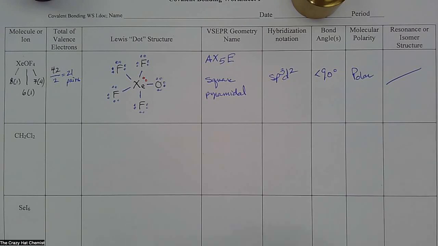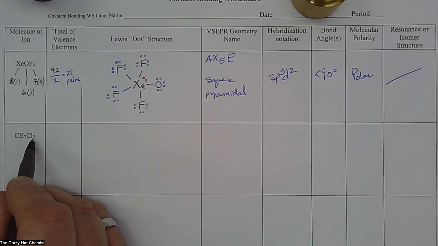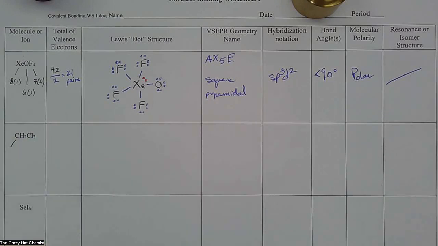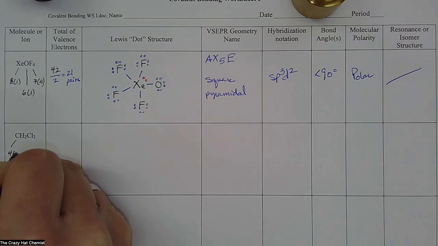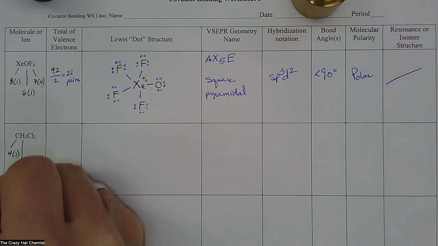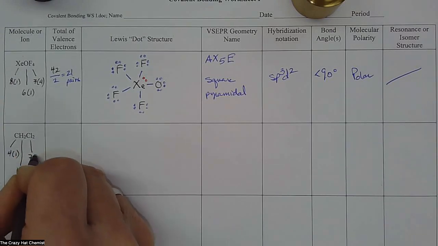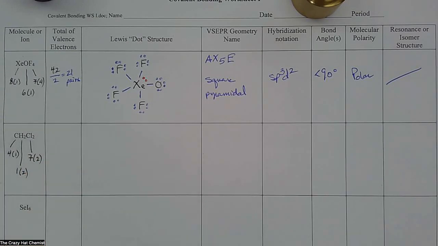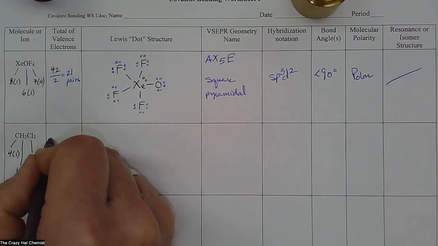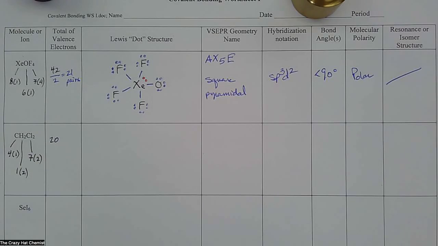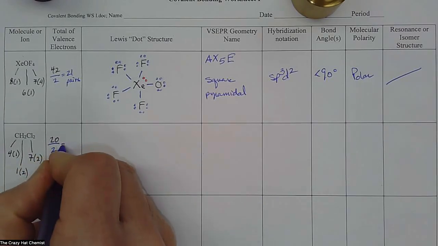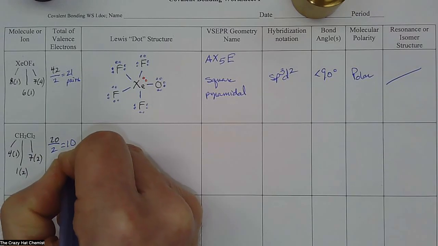Okay, the next one is right here, CH2Cl2. So using, again, our periodic table and getting the number of valence electrons, 4, and there's 1 of those. Valence electrons, 1, and there's 2 of these. Valence electrons, 7, and there are 2 of those. So that's 4 times 1 plus 1 times 2 plus 7 times 2, and I am going to get 20 electrons. And like I said before, I am going to be dividing by 2 so that I get pairs. I will have 10 pairs.